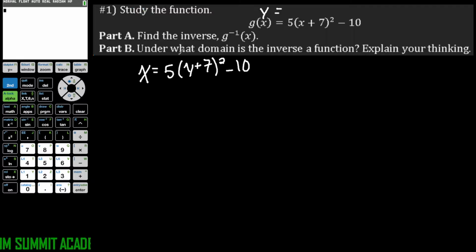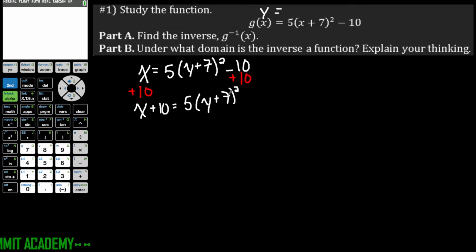Step 2, use those inverse operations to solve for y. So now we're trying to get this y equals again, and once we have our function, it's going to have the inverse. So let's do it like this. I'm going to use my inverse operations. So first step, I'm going to add 10 to both sides. So I add 10 to both sides, and then I have x plus 10 equals the rest of the equation, 5 times y plus 7, all squared.